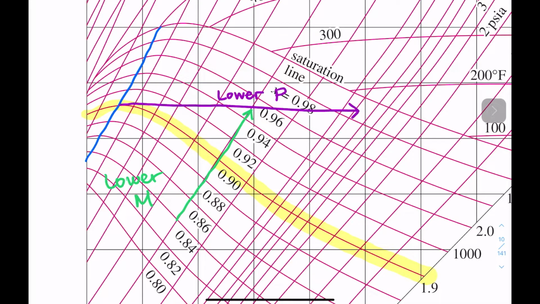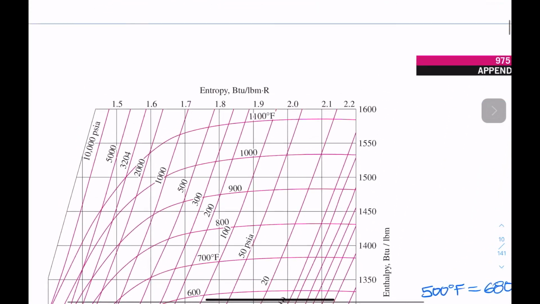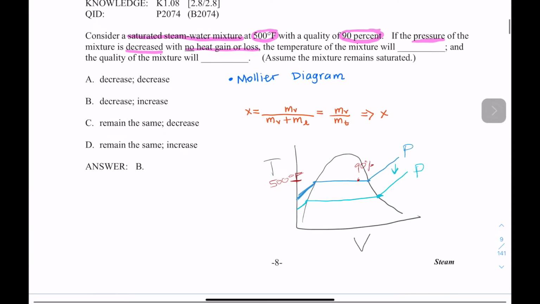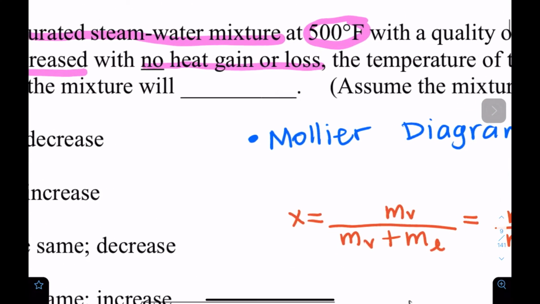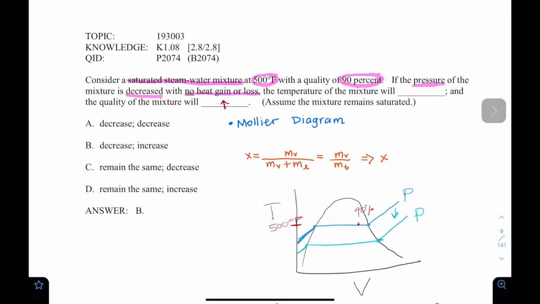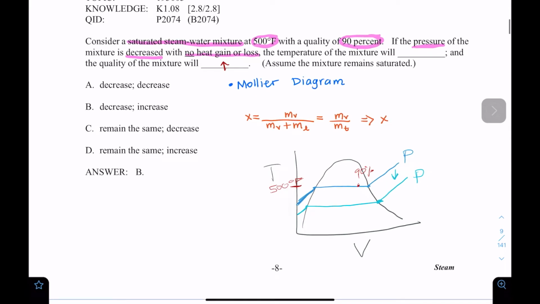So then I can say, okay, at least for my quality, I know that if I use my Mollier diagram correctly, the quality of the mixture is gonna increase, right? So now the quality of the mixture is increasing. So that's correct. The quality of the mixture is increasing. The quality of the mixture does not decrease.